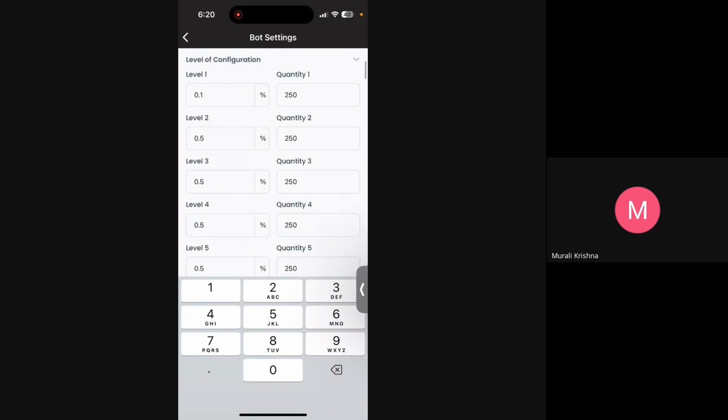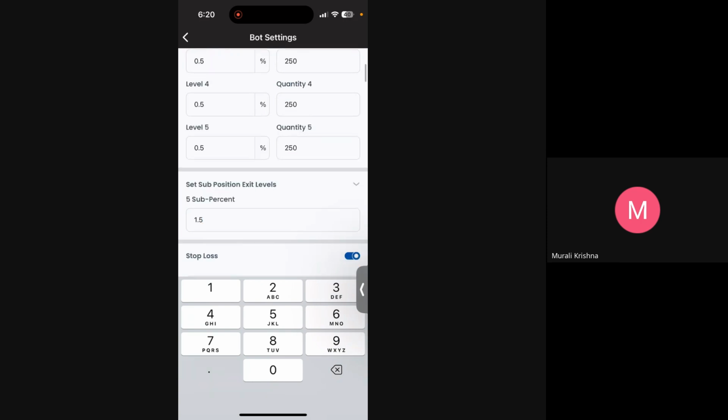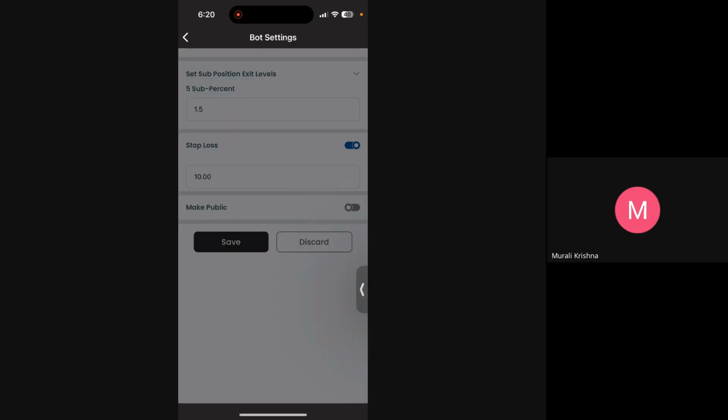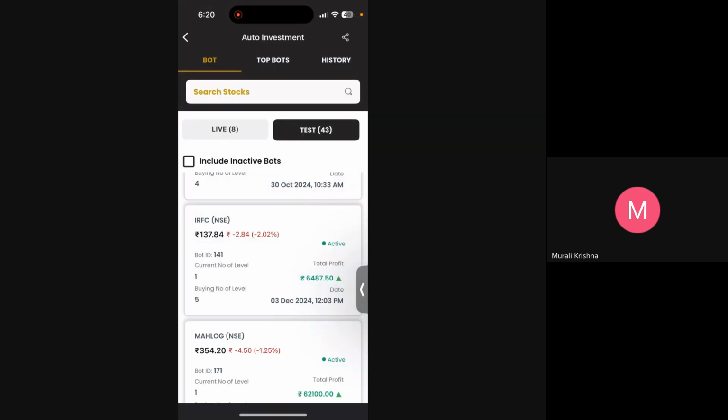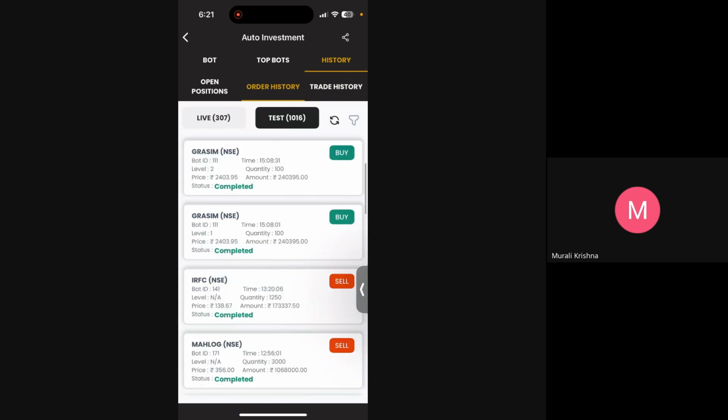So if you want to accumulate, say, 1, 2, 3, 4 levels, it's around 1,250 shares. All the levels were bought yesterday, today only, and it got sold. You can just see here. I'll save this. The bot is updated. You can see here IRFC today only, intraday, all these levels were bought. I will show you in the order history.